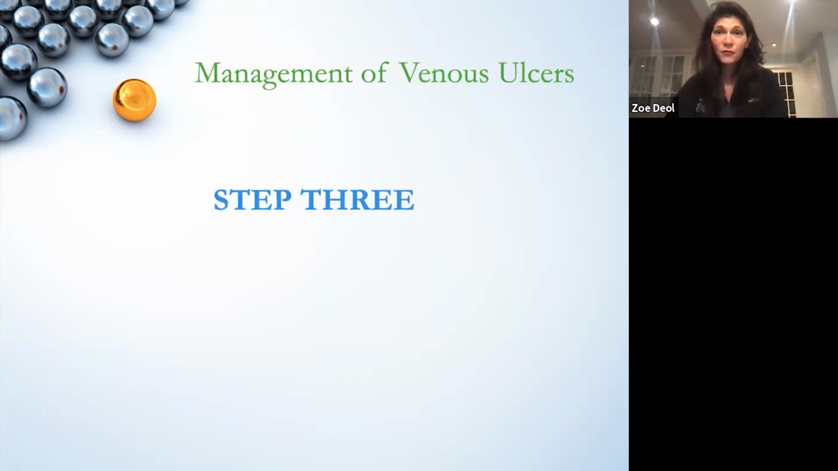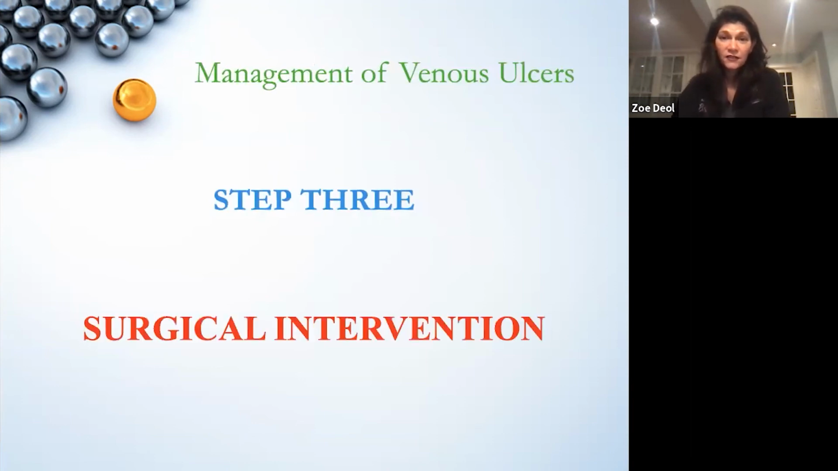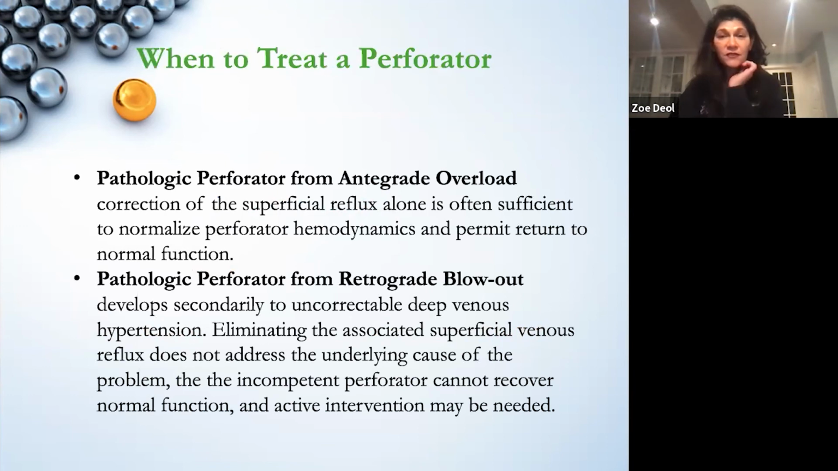So what is the management of venous ulcers? Surgical intervention. This is where I was talking about the overload and retrograde. Pathologic perforators from overload, often when you correct the superficial reflux, that is enough. Retrograde: if you correct the superficial reflux and you still see persistent deep venous reflux and persistent pathologic perforators, think proximal disease. These are your CVM referrals.